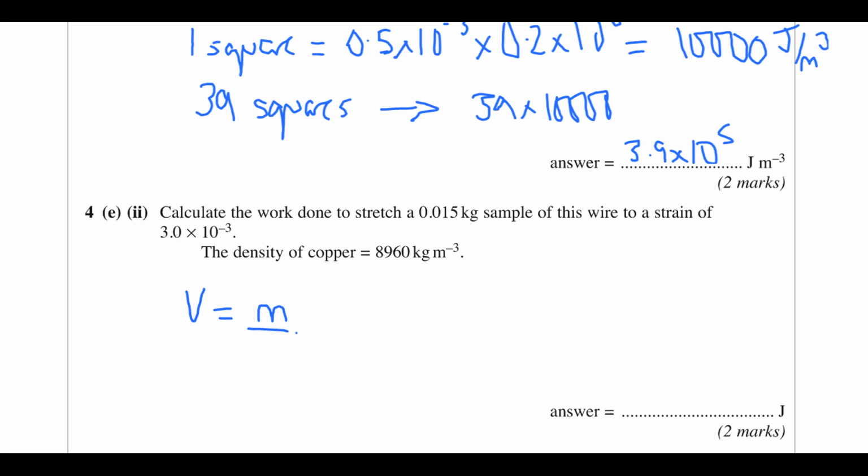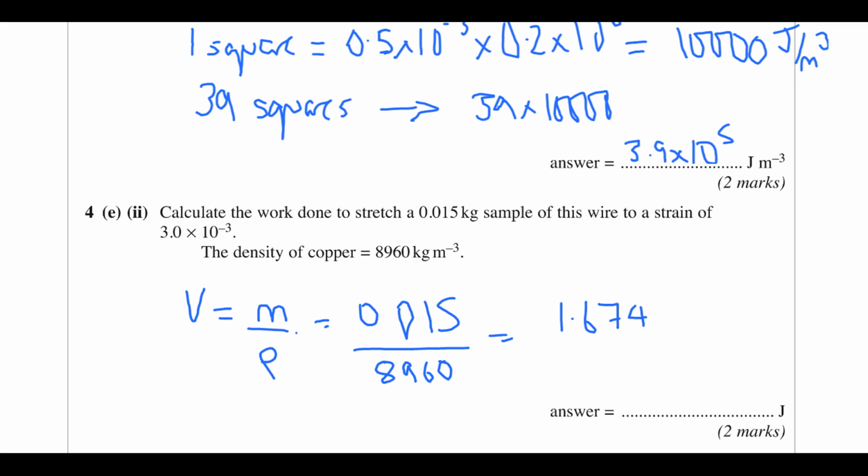And we're going to do that like this, so dividing the mass by the density, 1.5 divided by 8960, that gives us a value of 1.674 times 10 to the minus 6 meters cubed.